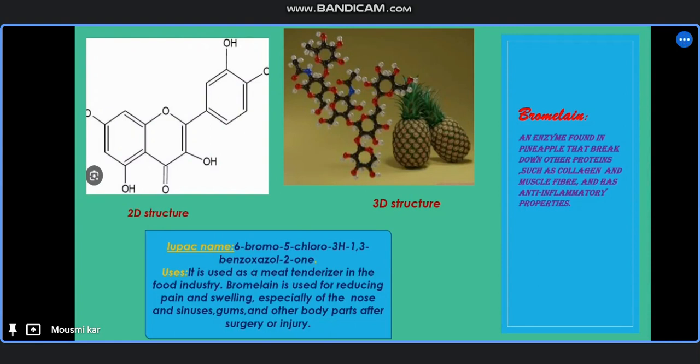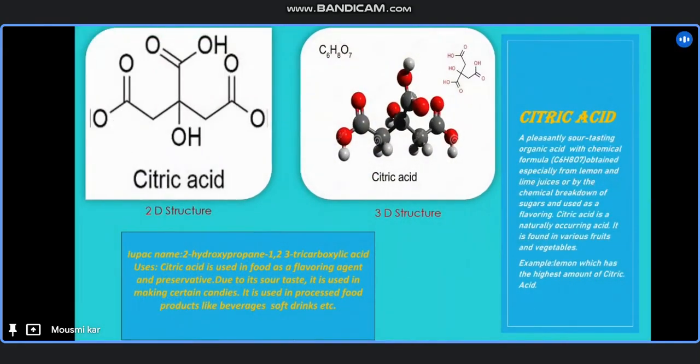So the next compound is citric acid, a pleasantly sour-tasting organic acid with chemical formula C6H8O7, obtained especially from lemon and lime juices or by chemical breakdown of sugars and used as flavoring. Citric acid is a naturally occurring acid. It is found in various fruits and vegetables. Example, lemon, which has the highest amount of citric acid. IUPAC name: 2-hydroxypropane-1,2,3-tricarboxylic acid.